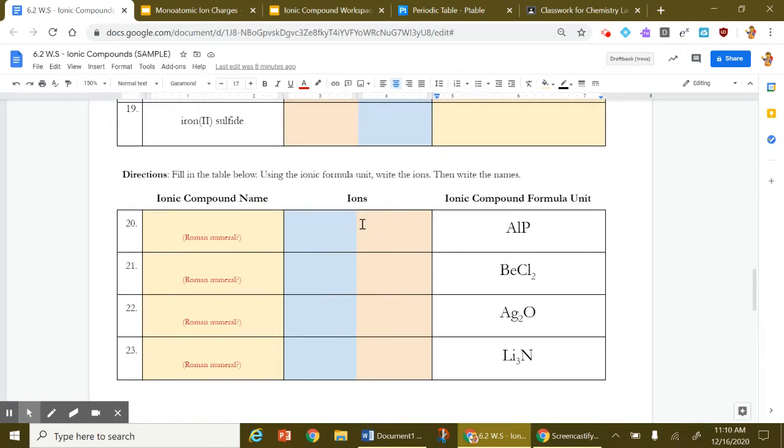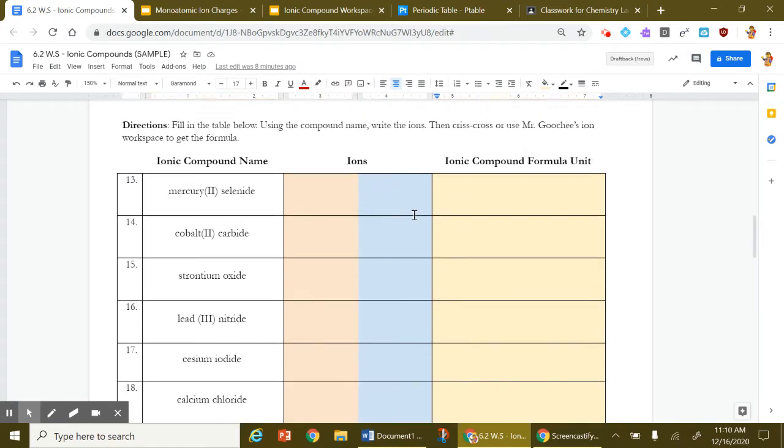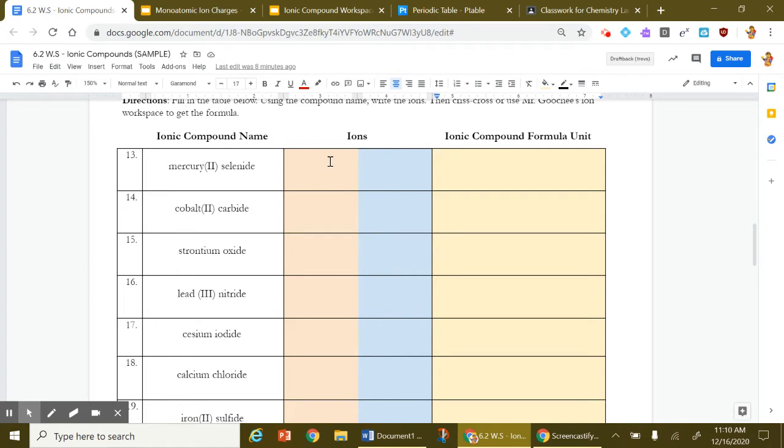Numbers 13 through 19. Not saying I'll do every single one of these, but I'll do some. All right, here we go. So, let's take a look. In these problems, I am giving you the name, and I need you to tell me what ions are involved and what is the formula of this substance.